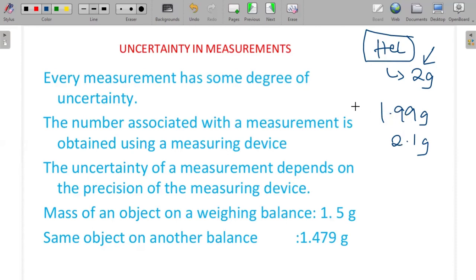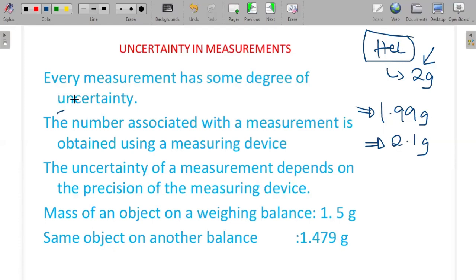So this thing here of not getting the exact weight, or exact quantity of the measurement that you are measuring, is what we call some degree of what? Uncertainty. That is some degree of uncertainty. So in every measurement, you are going to have some degree of uncertainty, meaning you're not going to get the actual correct reading when you measure that thing.